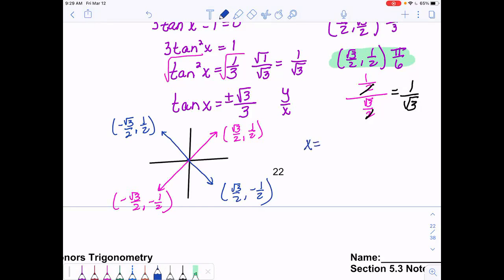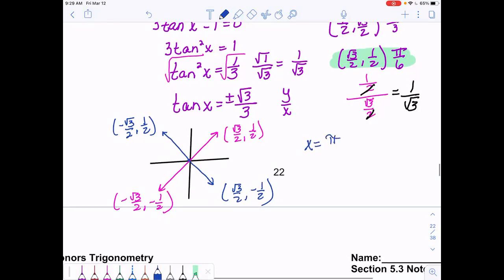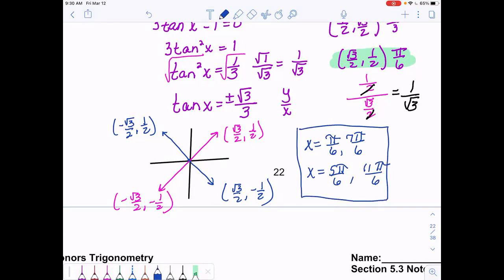Peter said it deals with pi over 6. So I would have an angle at pi over 6 and an angle at 7 pi over 6. That would be my positive tangent in the first and the third quadrant. My negative tangent would be in the second quadrant. Well, that's 5 pi over 6. And the fourth quadrant, which is 11 pi over 6. So these 4 answers would represent the 2 positive answers and the 2 negative answers. 2 times when tangent is positive, the 2 times when tangent is negative.